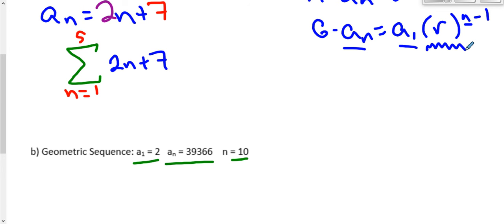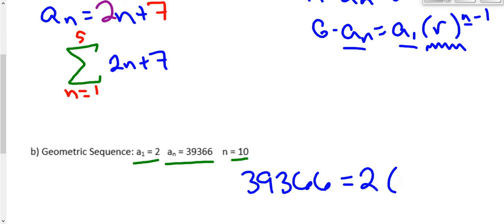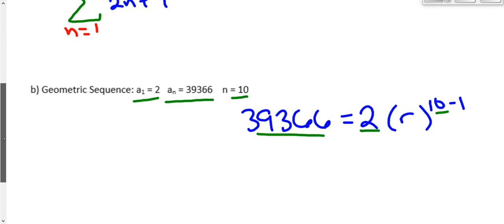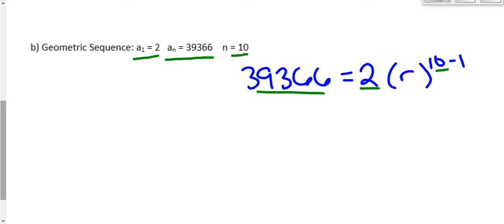So a sub n is going to be the number 39,366. a sub 1 is the number 2. r is a number I don't know. And n is the number 10. So I've plugged in these three pieces of information, 39,366, 2, and 10, based on the formula that I had up there. Now all I have to do is solve for r.